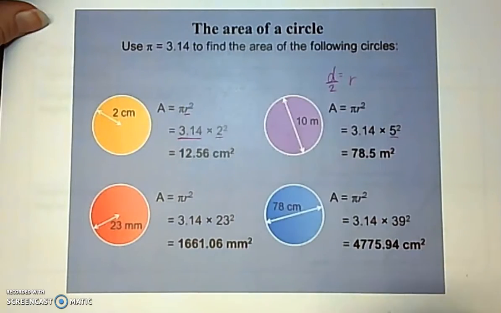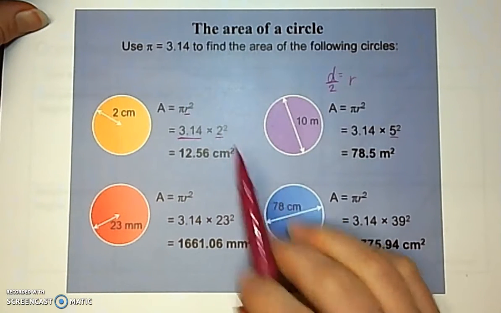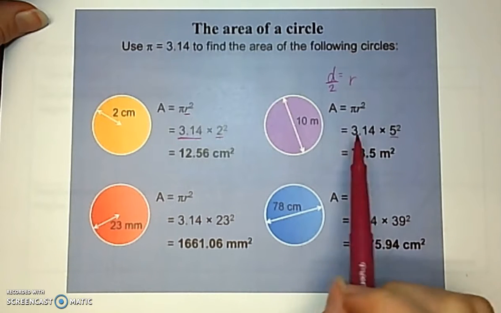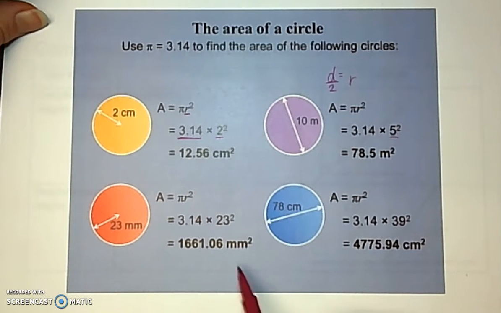Over here, I already have the radius, so I can just plug it in. And whatever that radius is, I'm going to square it and then multiply it times pi. In this case, we're using the figure 3.14. So I invite you to pause this video and try these out on your calculator just to see how that works and see if you get the same answers.